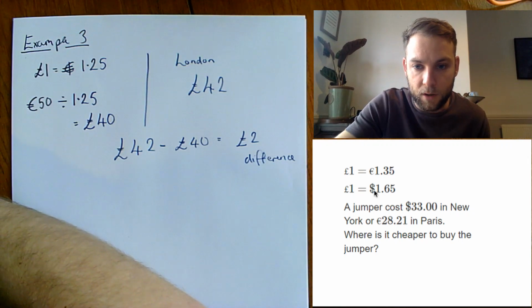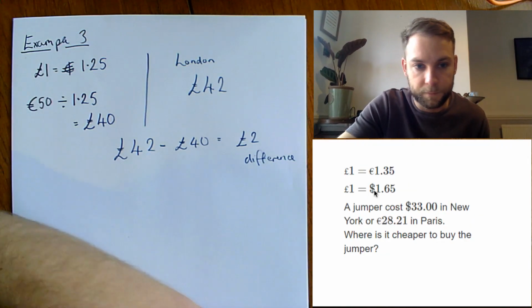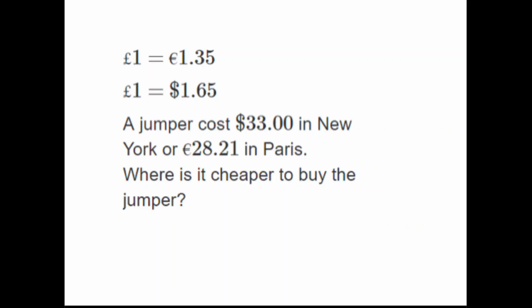So here we've got a jumper costs $33 in New York, and it costs 28.21 euros in Paris. Where is it cheaper to buy? Now we've got both of these exchange rates converted into pounds, so we're going to have to use both of these exchange rates. So make sure you're getting this one down. This one here is example 4 now.